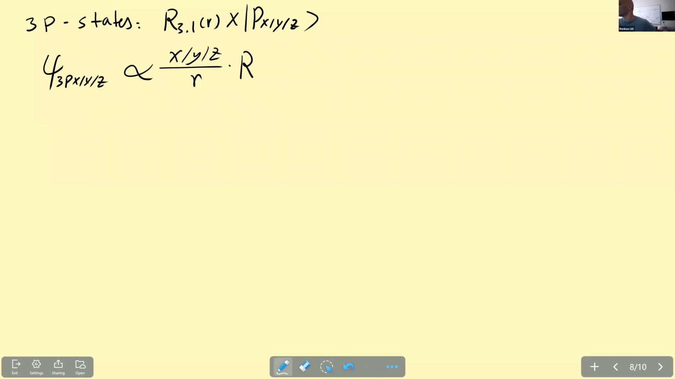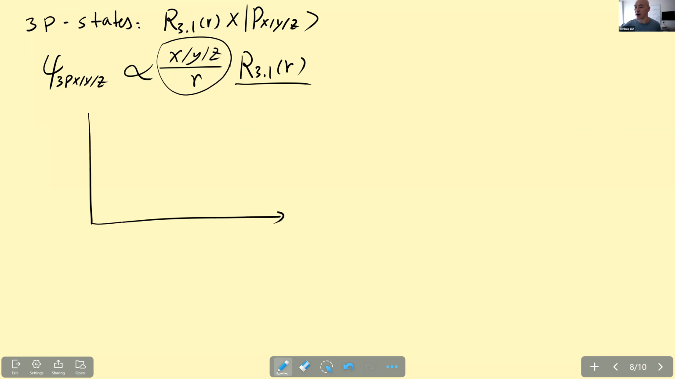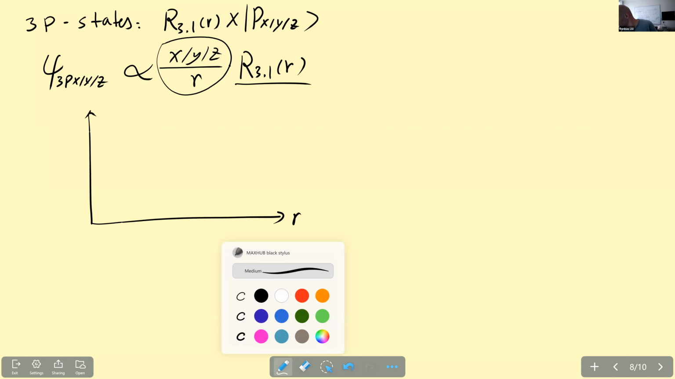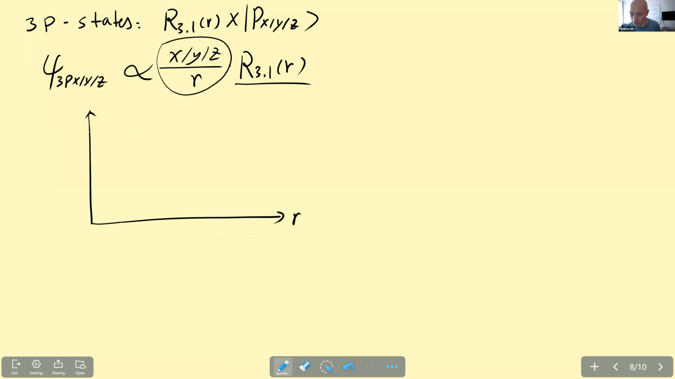Times R31(r), right? So this one gives us the angular part, which does not depend on r, and this part is the radial part. Let's look at the radial part first. Compared to the 2s, this is r, and of course it's going to be 0 at this point. It's going up, and then there will be one node. So you have one node surface right here.